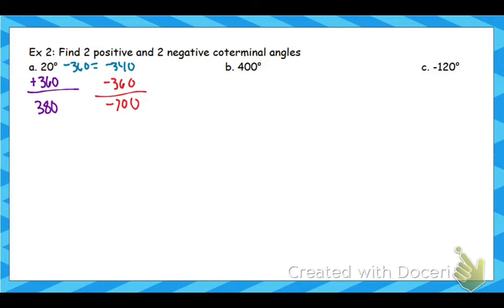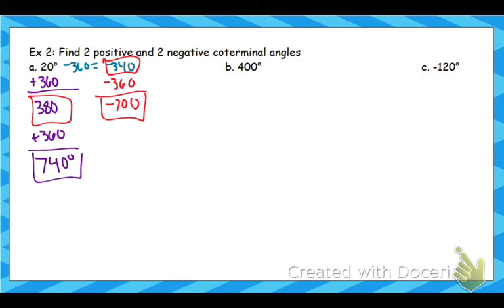So this tells us to find 2 positive and 2 negative. So there's a negative and there's a negative. There's a positive. So let's add 360 one more time and get one more positive coterminal angle.